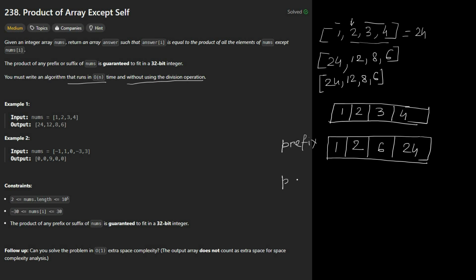And now if I do the postfix, the initial value is 4, then 4 into 3 is going to be 12, then 24, and then another 24. All the values multiplied by 3, multiplied by 1. So these are the values.